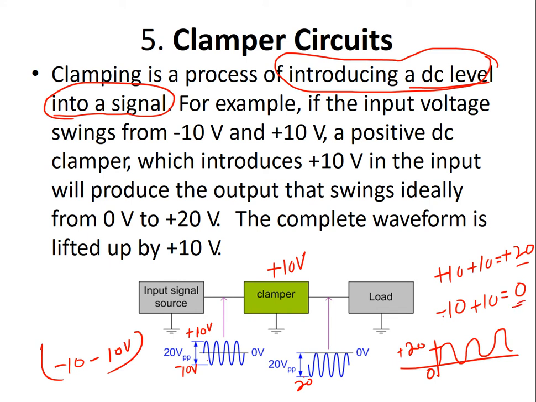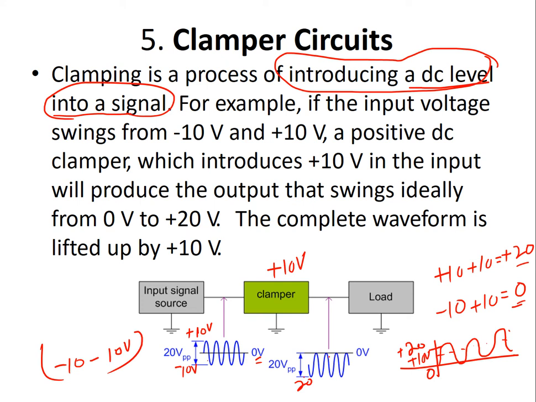So we have actually shifted the reference level of the signal from 0 volt; here the reference level has become plus 10 volt. Now the signal is oscillating around plus 10 volt with a swing of 0 to 20 volt. So the DC level has been introduced to the signal. This process is called clamping.